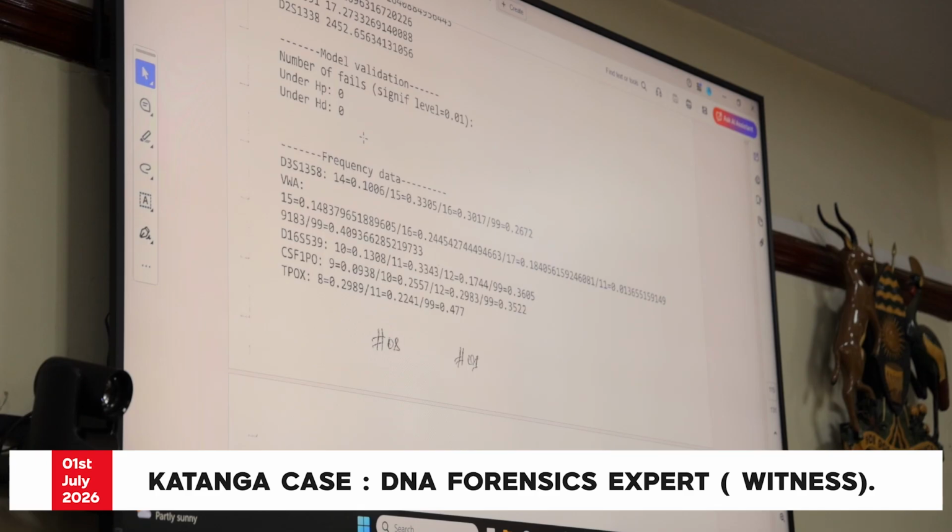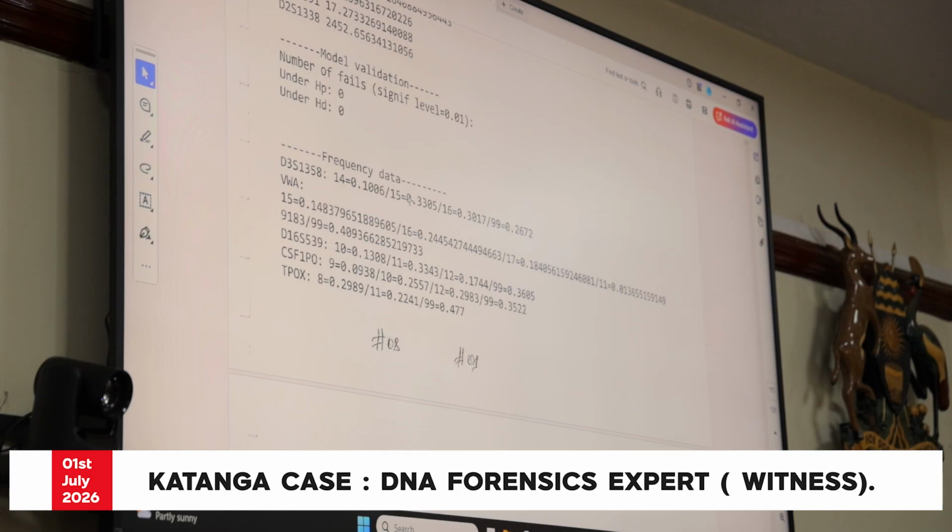So if you go down to page 115, under frequency data. So what part of the DNA report is that? It's the back, my lord. It's the last annexure. I think it's annexure 4, is it? It's the last annexure.